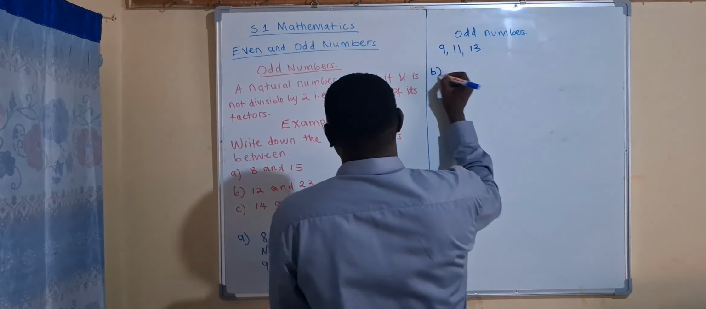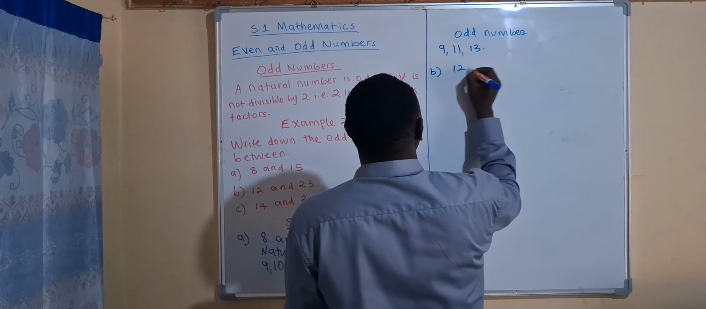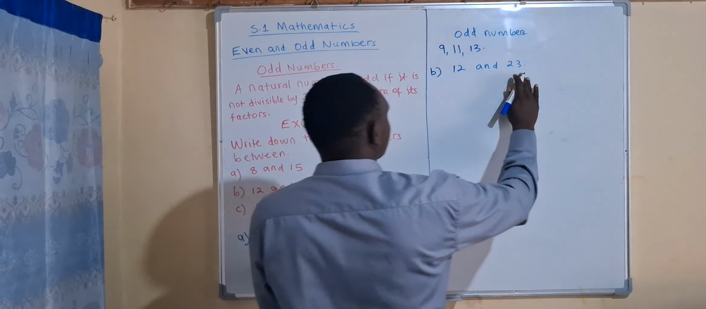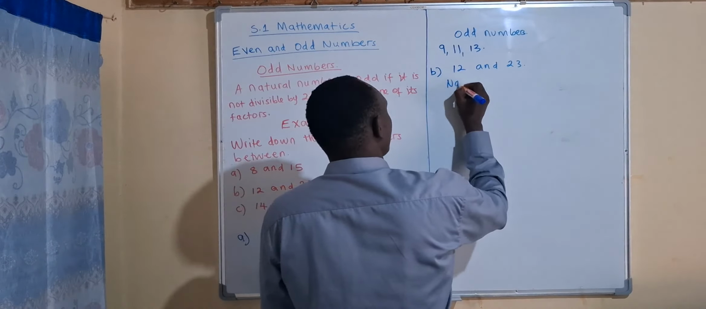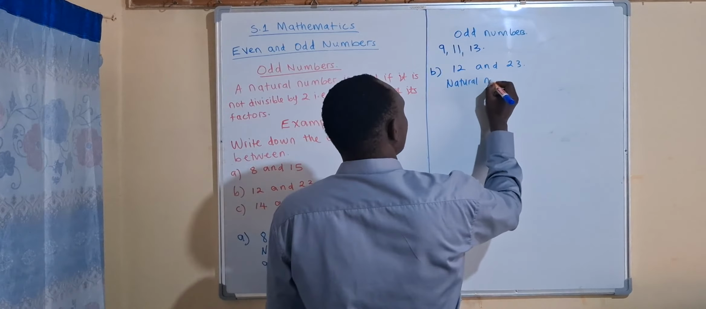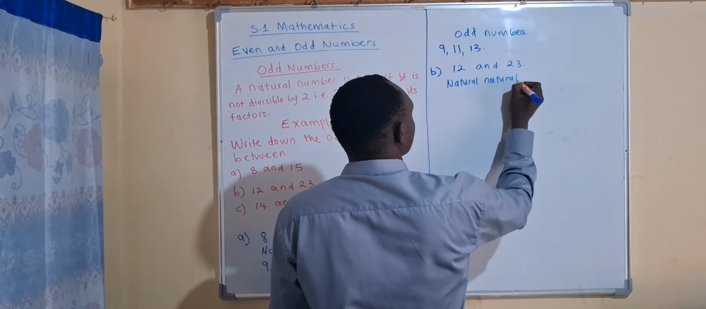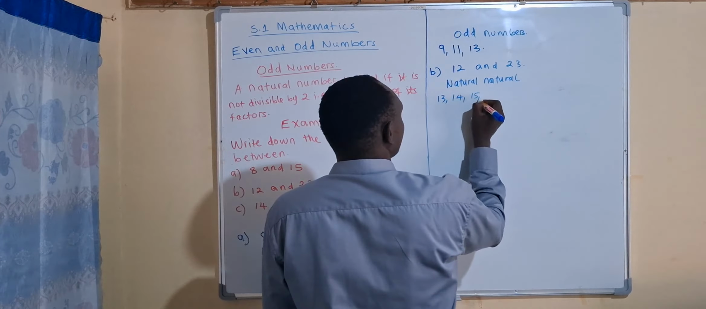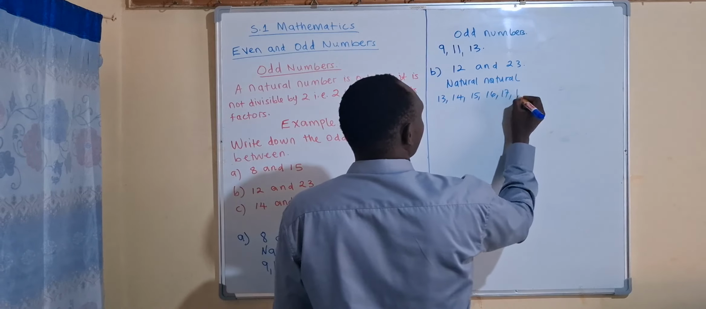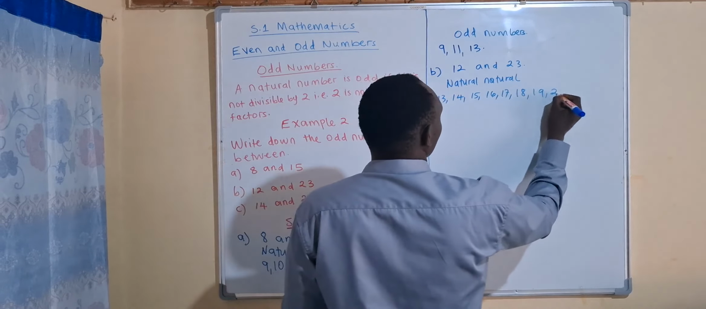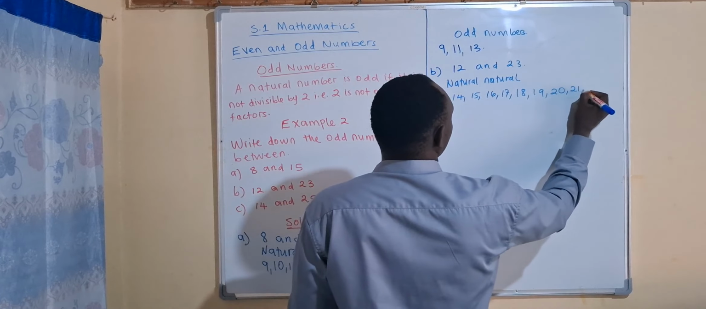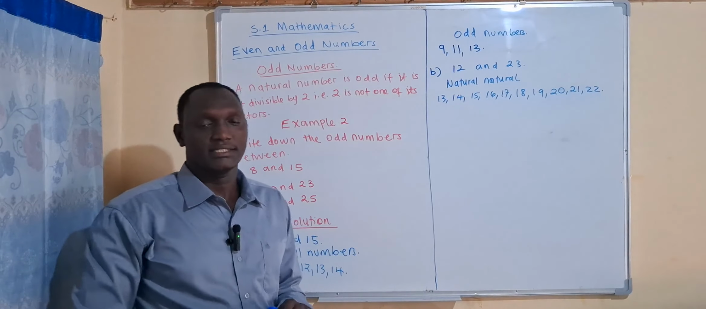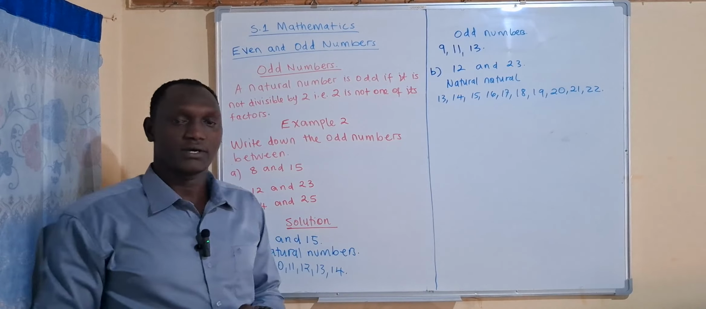Let's go to part B. Part B says between 12 and 23. 12 and 23 are the boundaries. So in between there, what are the natural numbers that lie there? Natural numbers in this range, we shall have 13, 14, 15, 16, 17, 18, 19, 20, 21, 22. So those are the natural numbers that are between 12 and 23.